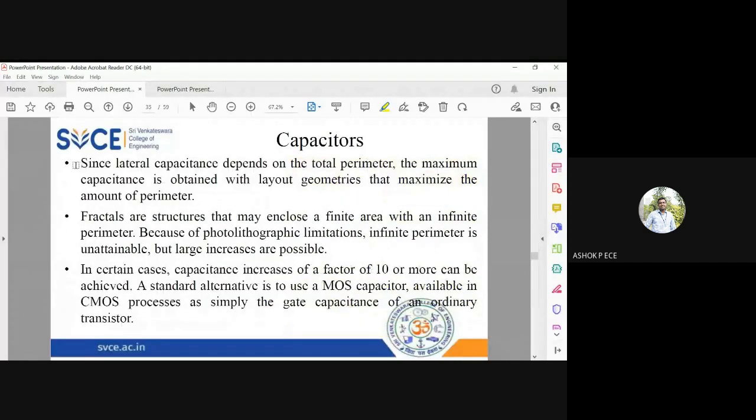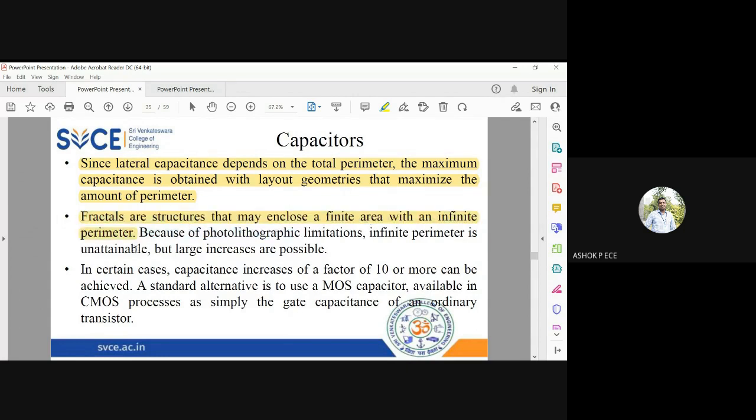Since the lateral capacitance depends on the perimeter, maximum capacitance is obtained when you use different layout geometries, and we are going to find how I can maximize the perimeter so that my area is minimized. So my lateral capacitance is increased. I am focused on maximizing the perimeter and minimizing the area. For that, I'm going to go for a fractal structure. Fractals are structures which have finite area with infinite perimeter.